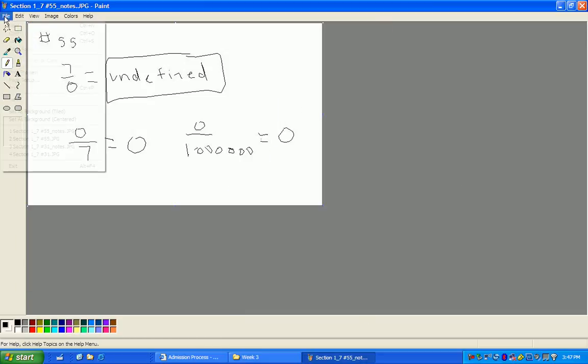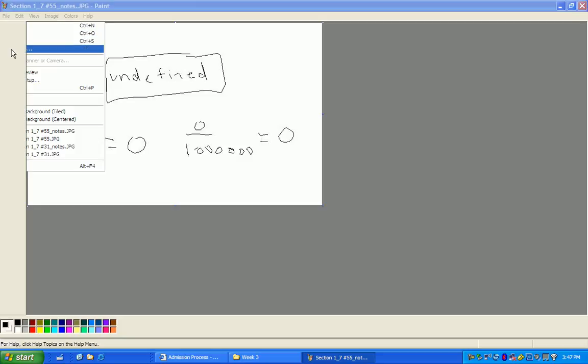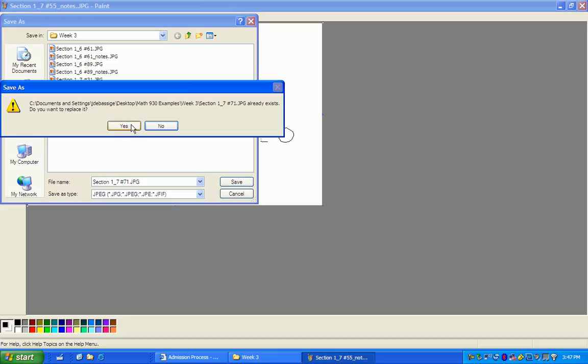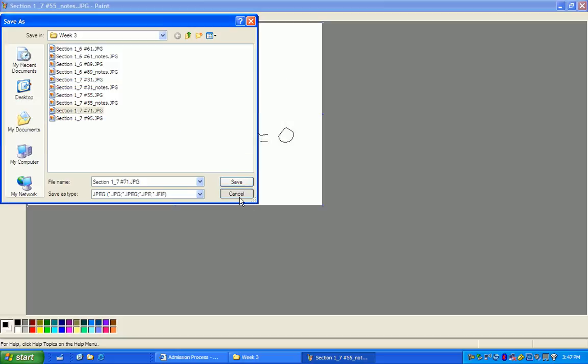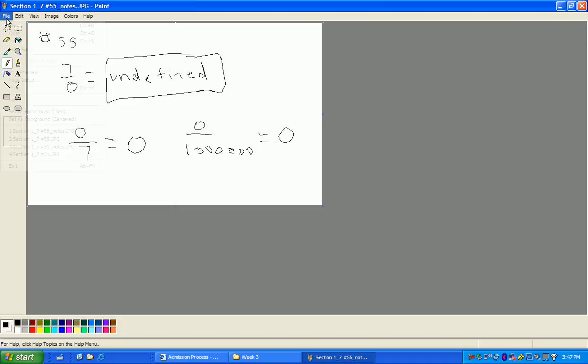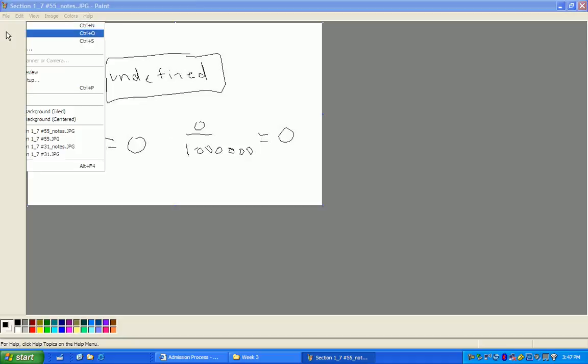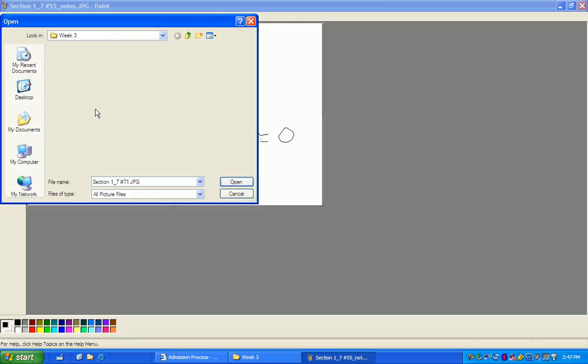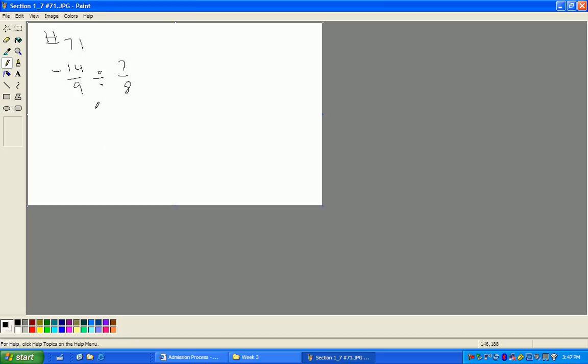Let's open up the next problem. The next one we're going to work is number 71. Oops, I put save as. I'm trying to open. And I apologize for the blinking cursor, but the program I use to record the videos takes up a lot of memory, and it just makes the flash on the cursor a little bit weird.